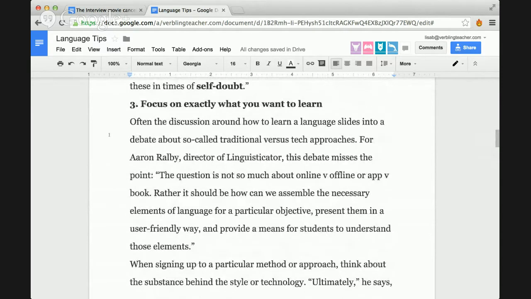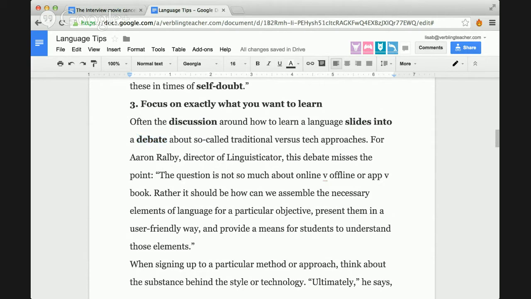Okay, so let's see, the discussion. When people are talking about language learning, it slides into a debate. Whenever we use this expression, to slide into, it means you start talking about one thing and then it becomes kind of a debate. So it changes the focus here. A debate is like a back and forth where two people are arguing about different sides.